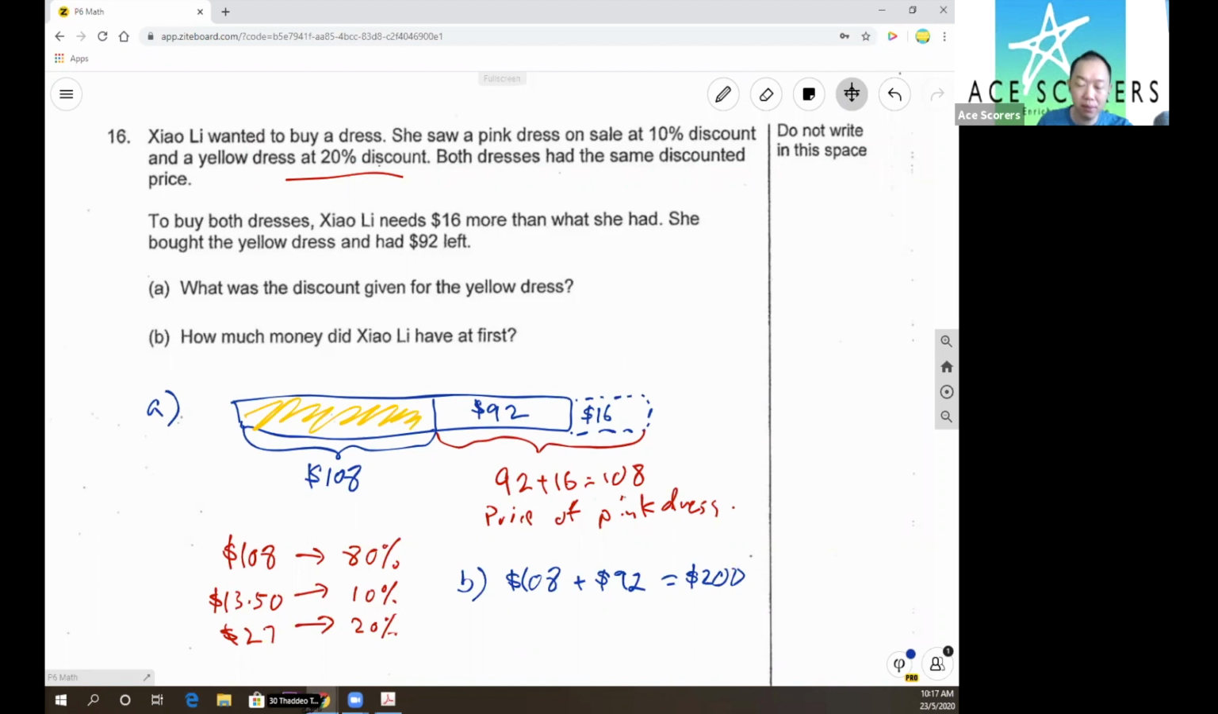How you get 13.50? Oh, divide by 8. Here to here, divide by 8. Here also. Because 108 is 80%, so I divide by 8 to get the other one.